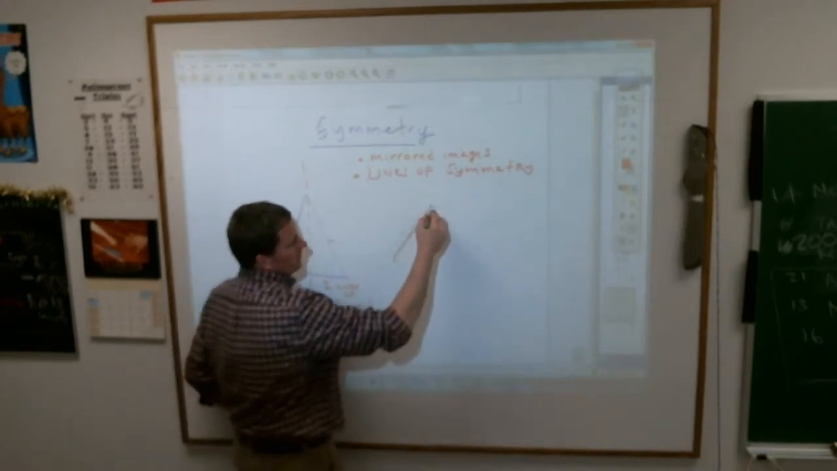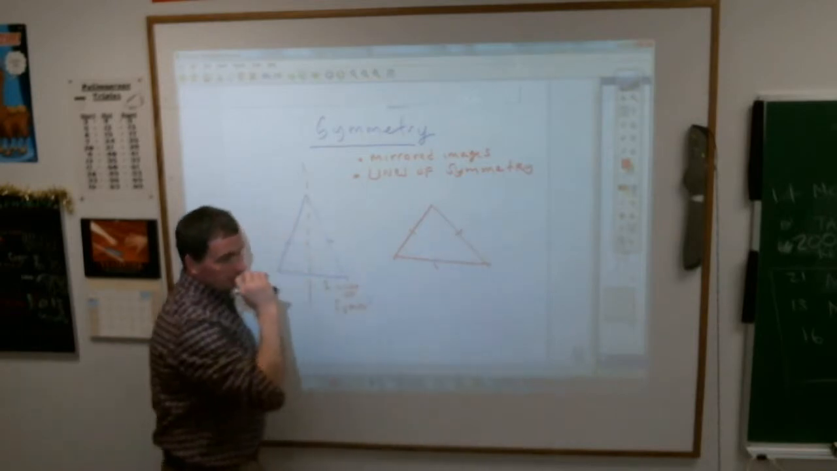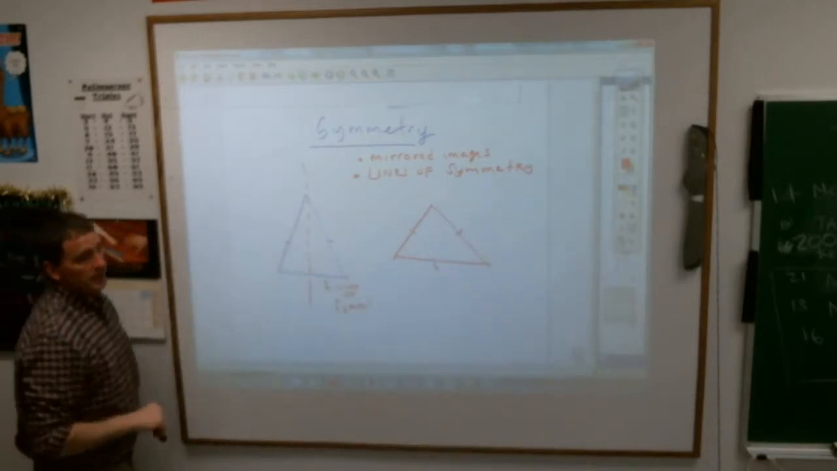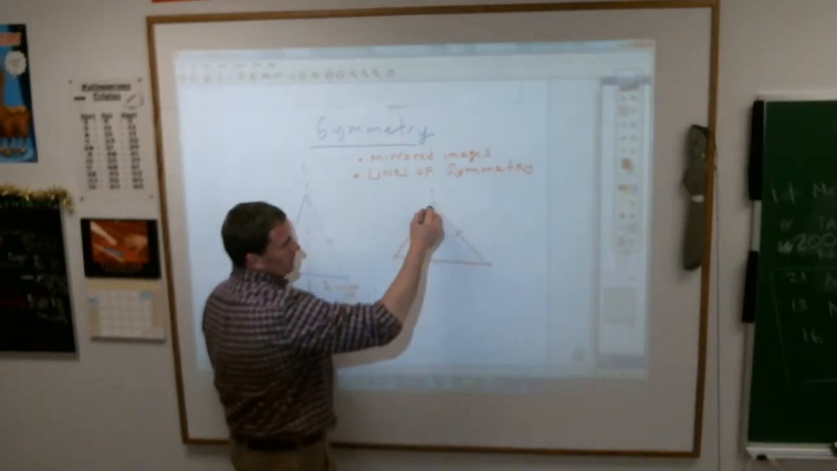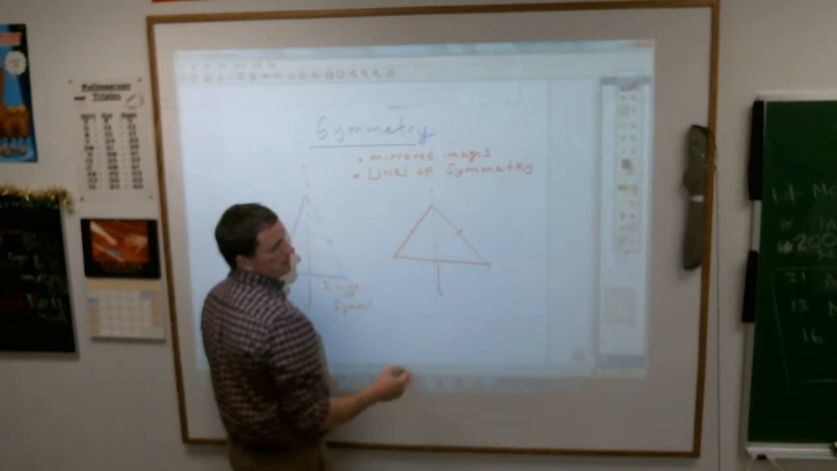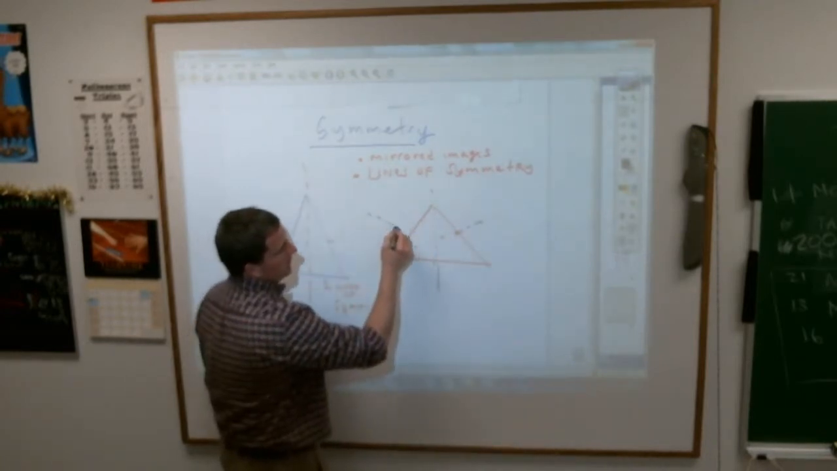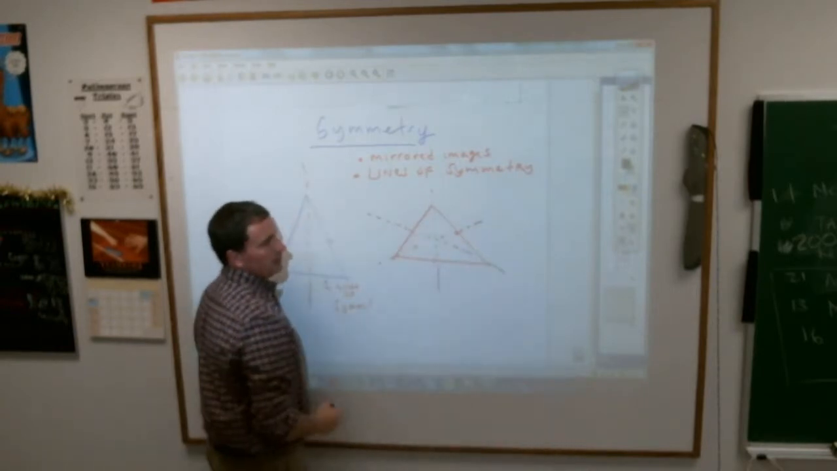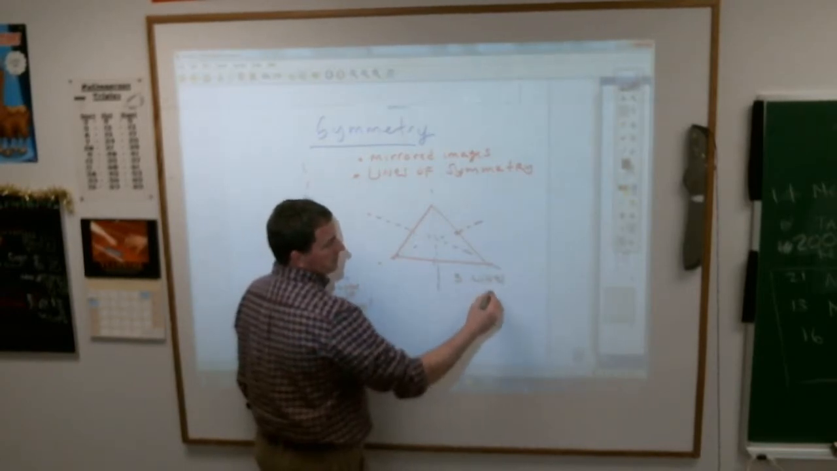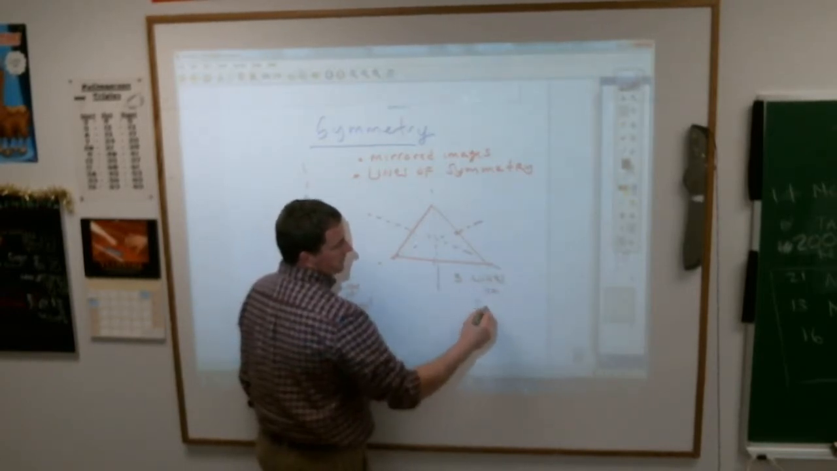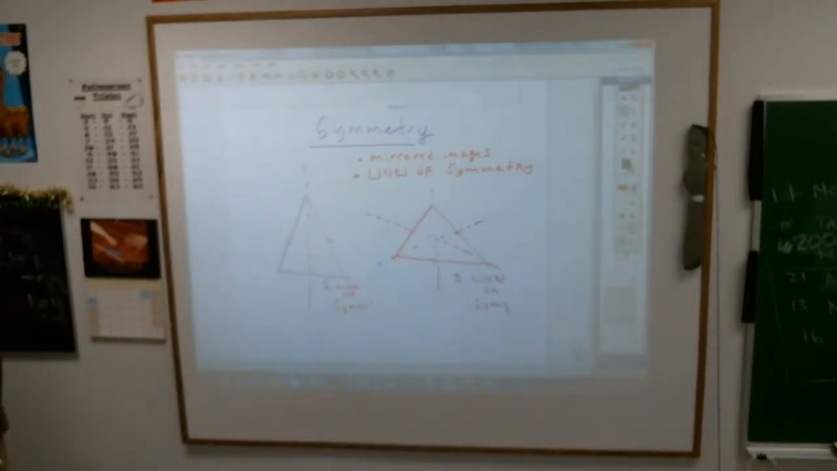Now, there are some triangles that would have three, and that would be a triangle that looks like this. If you had an equilateral triangle where all three sides were equal, how many lines of symmetry do you suppose that's going to be? Well, you would still have the one that goes right down the middle. You'd have the one that goes down the middle splitting it this way, and the line of symmetry that goes down the middle splitting it that way. This one has three lines of symmetry, because you could fold it along any of those and it'll match up.